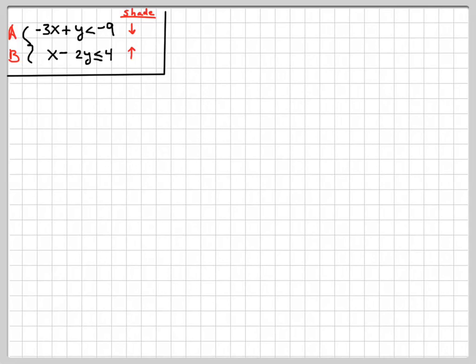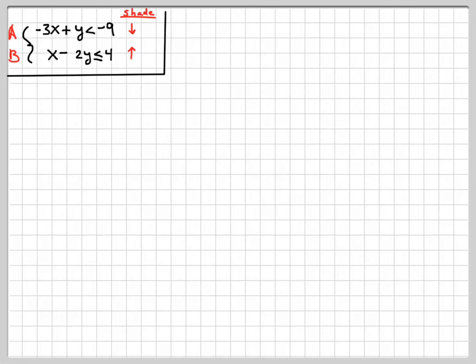And the way that I do it, there's different ways of doing it, but the way that I do it is I look at the y and make sure that y is positive. I want y to be positive. And if I look at inequality A, y is positive. At that point, I look at the inequality symbol, and does that say that y is less than or y is greater? In this inequality A, we have that y is less than, so that tells me that I'm going to shade below the line.